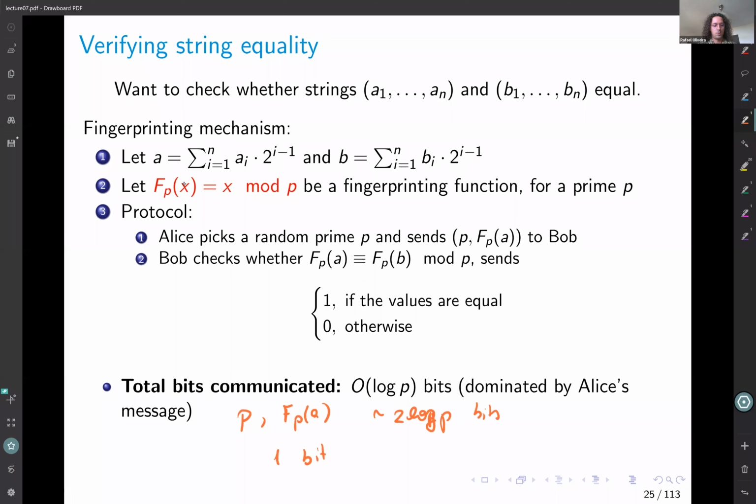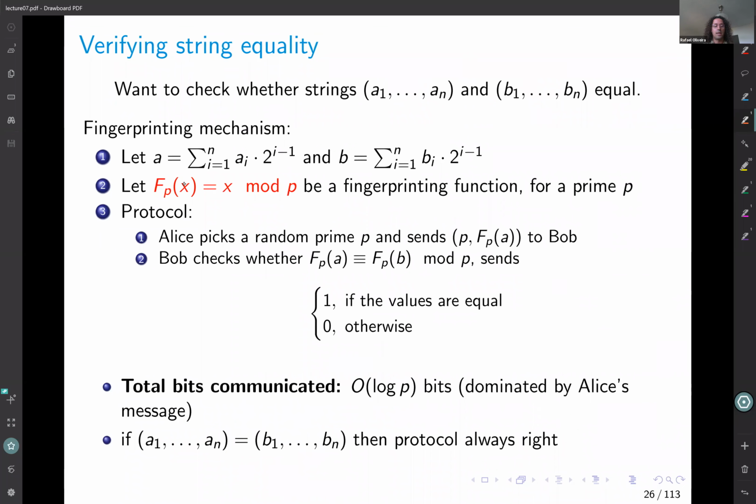Correct? So now you can see how we went from having to communicate n bits to only communicating log P bits, right? But now we haven't analyzed the probability of success of this algorithm, and that will have to do with the size of the prime that we pick, this log P. So let's continue.